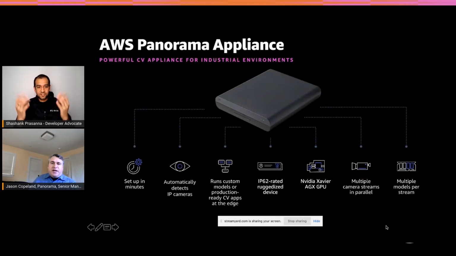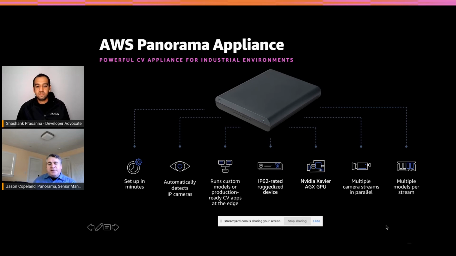But I'll spend a little more time on what the device looks like. It's a half U, which means you can rack mount it. You can use rack mounting hardware and have two side by side in a rack. It's very easy to set up. You just plug in the Ethernet and provision the device. It automatically detects your IP cameras, and you can run your models.